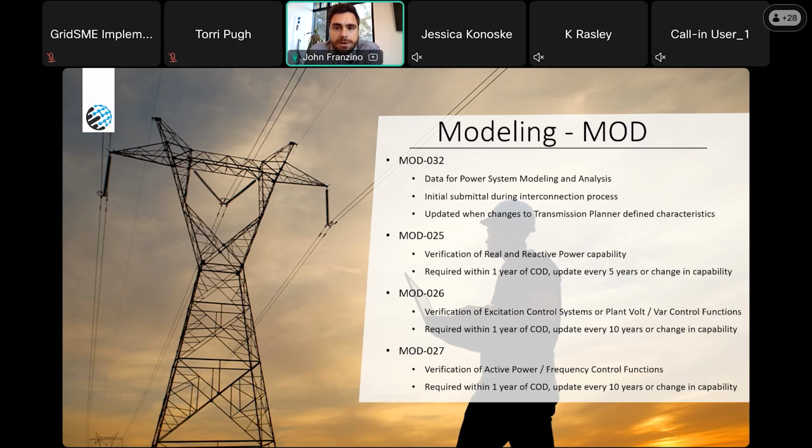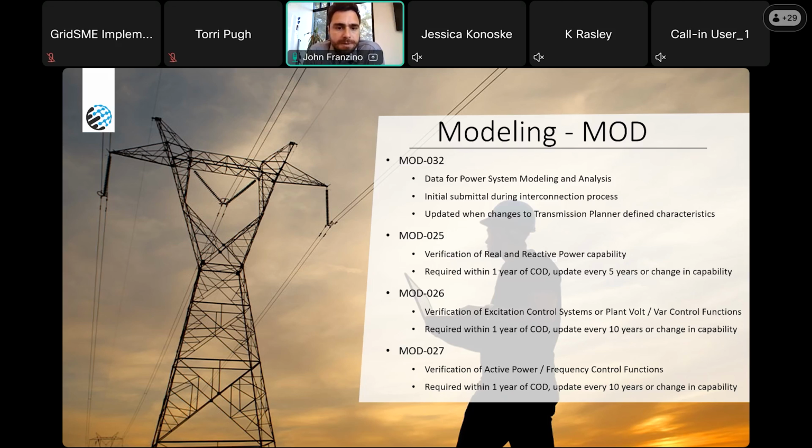Those are actual tests, real tests that need to be done once the facility is far enough along during the commissioning process, or within a certain time frame after commercial operations. So Mod 25 is the verification of real and reactive power capability. And this one needs to be done within 1 year of commercial operations, and then again every 5 years thereafter.